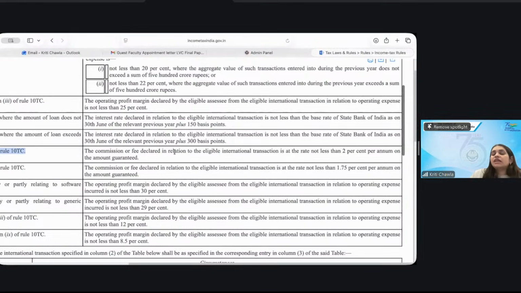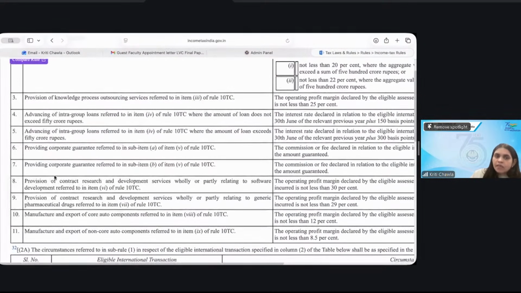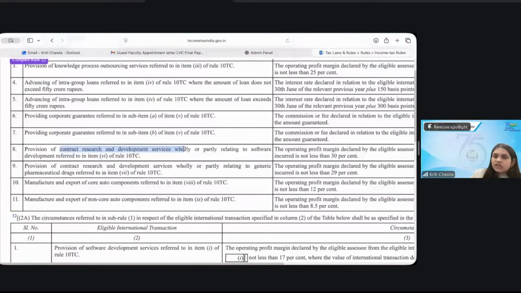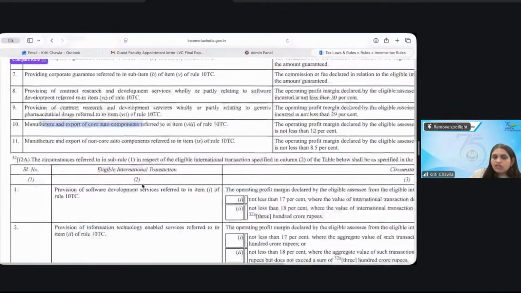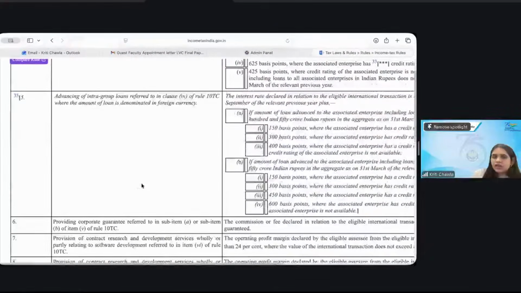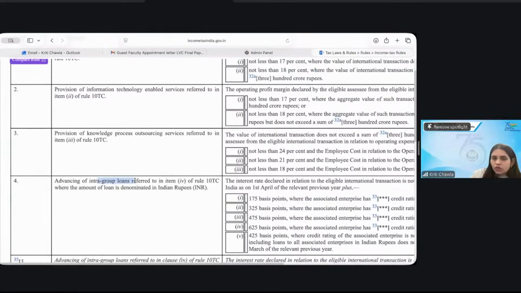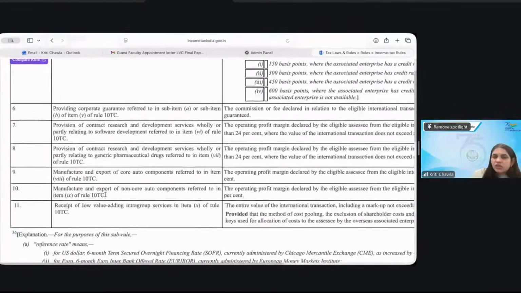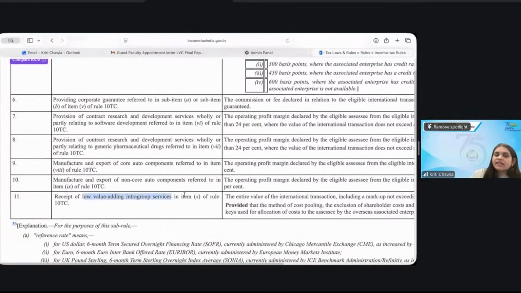The commission or fee declared in relation to eligible international transaction is at the rate of not less than 2% of the amount guaranteed. Then contract research and development, as I mentioned. Then manufacture of core auto components, etc. These are intragroup loans that they have actually mentioned, corporate guarantees, low value adding intragroup services, etc. Provision of contract research and development when it comes to generic pharmaceutical drugs, etc. So they have actually provided a lot of transactions here.